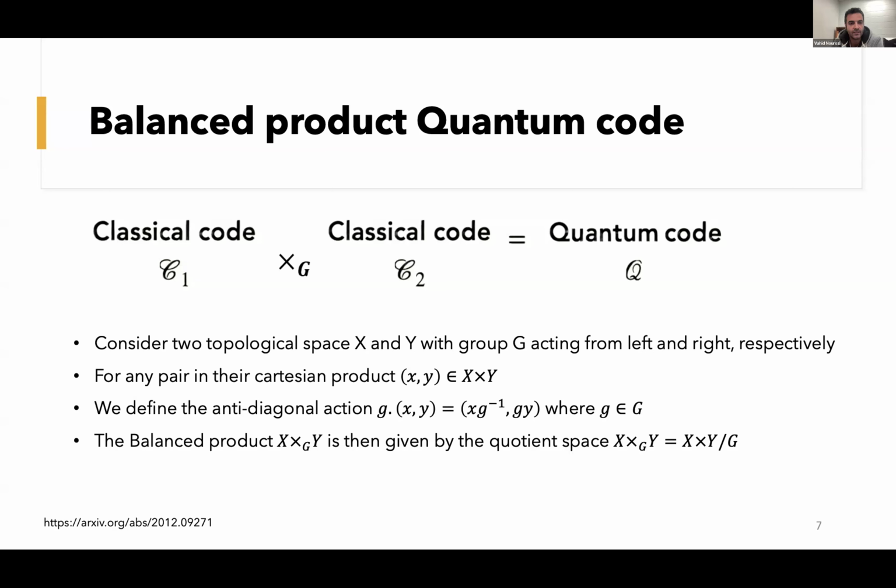My construction in this work uses the balanced product construction for building a quantum LDPC code. With this balanced product, we find linear distance and linear dimension in the result.